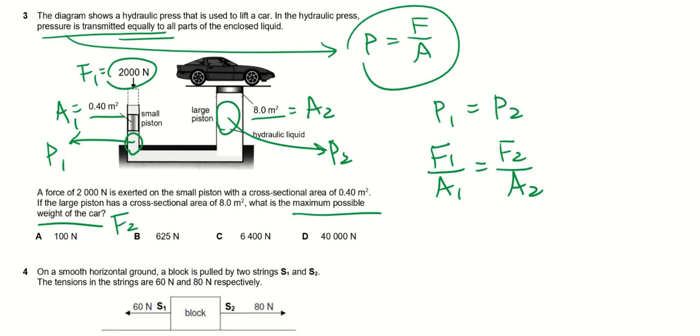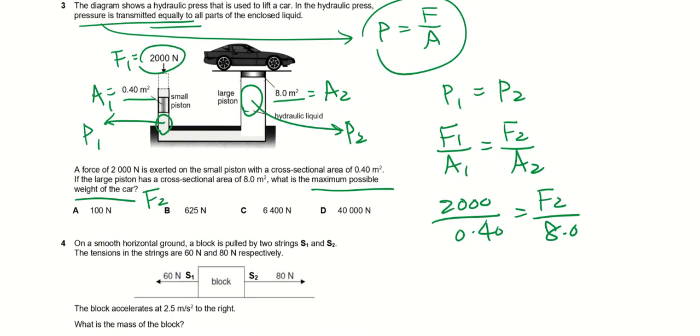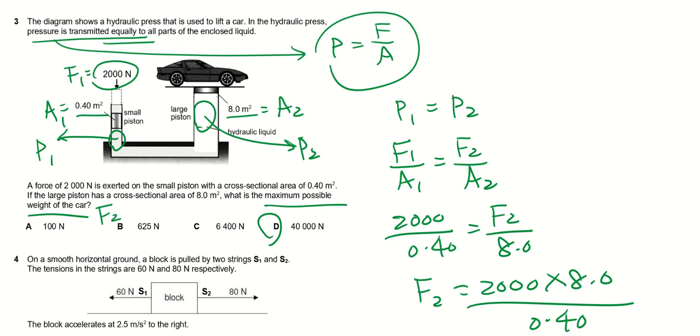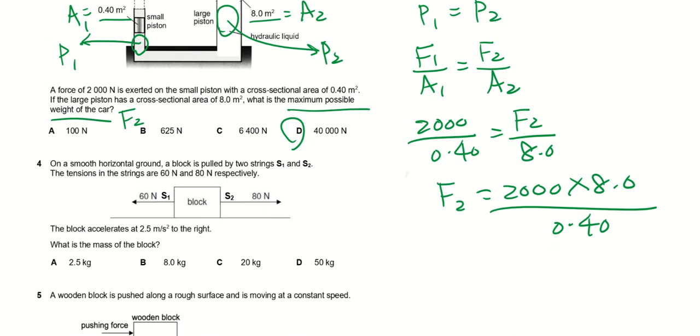And since we have 4 variables here, 3 of them I know the numbers, I can just substitute in. 2000 over A1 is 0.40 equals to F2, which is unknown, over A2, which is 8.0. So be careful and label them correctly so that you can substitute them in correctly. So answer is 40,000. If you do your math, F2 equals to 2000 times 8.0 over 0.40, you get an answer of 40,000 Newton.